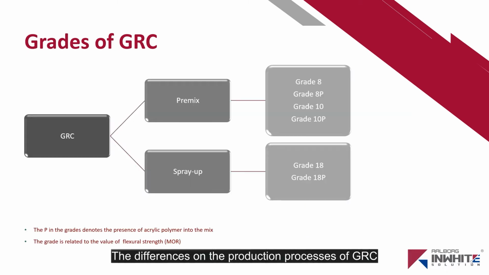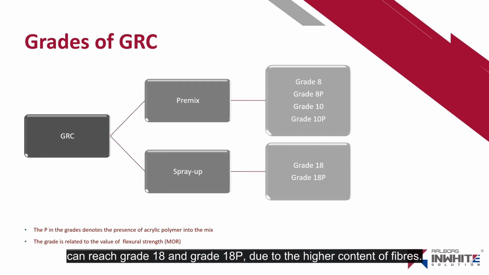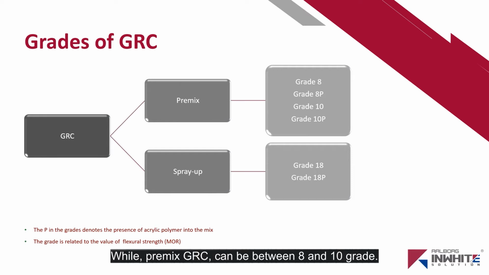The differences in the production processes of GRC can lead to different grades. Normally, a spray-up GRC can reach grade 18 and above due to its higher content of fibers, while premix GRC can be between 8 and 10 grade. The grade is related to the flexural properties of the material, specifically the modulus of rupture, MOR. The P after the number denotes the presence of acrylic in the mix.